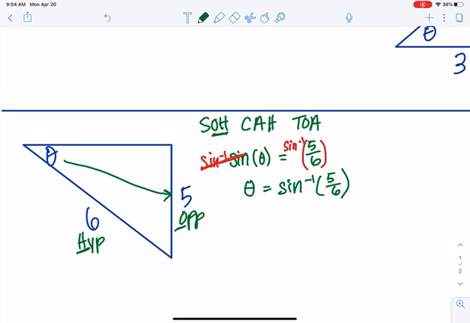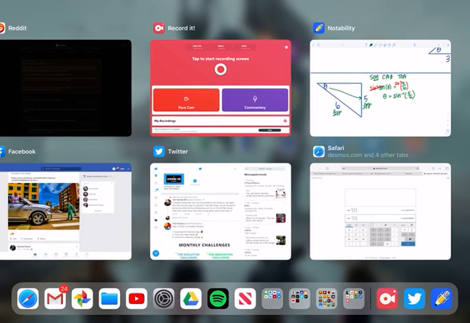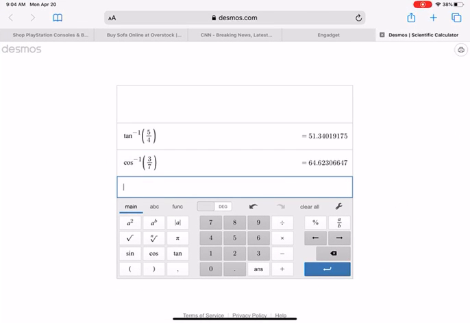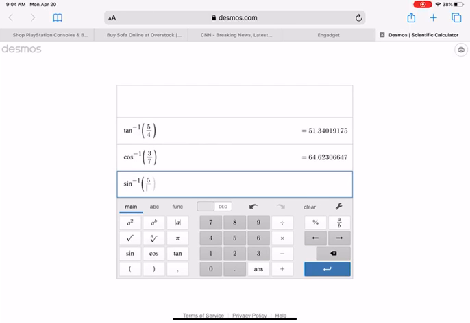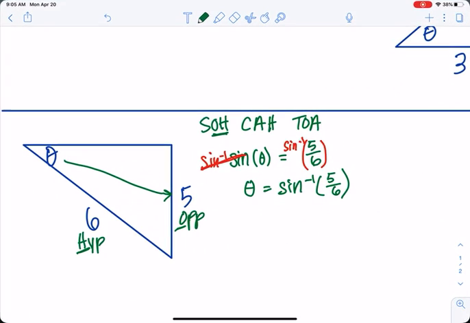So let's type that in the calculator. Function, sine inverse, back to main, 5 over 6. Use the arrow here to get over, close parenthesis, enter. So 56.4. Theta equals 56.4.